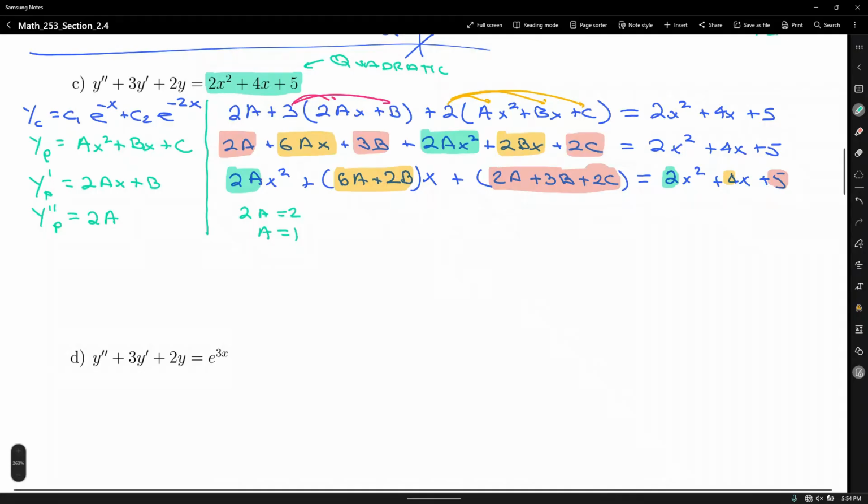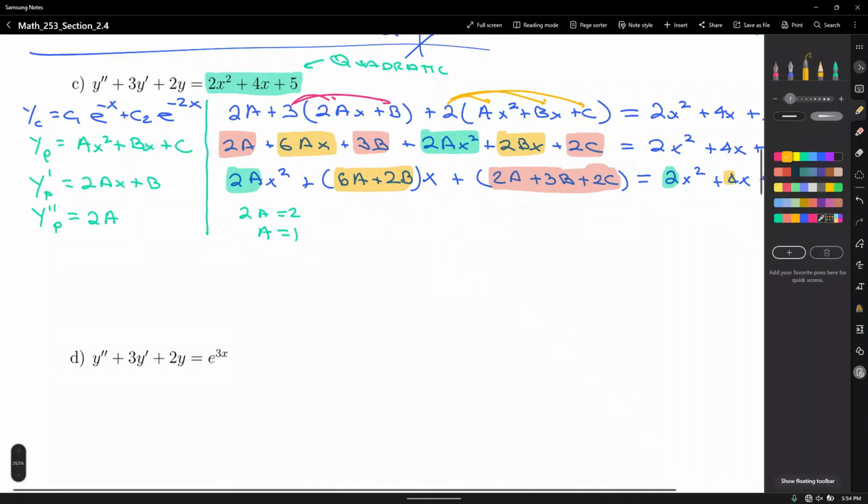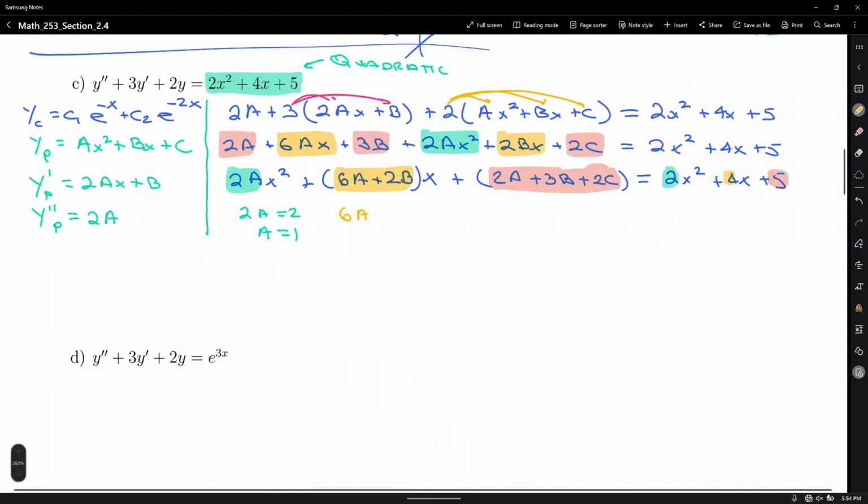All right? Number 2, 6a plus 2b equals the coefficient of x to the first power on the right-hand side, which is 4. Actually, we already have the value of a, so we can use it: 6 times 1 plus 2b equals 4. Subtracting 6 times 1, which is 6, 2b equals 4 minus 6, which is negative 2, and b equals negative 1.